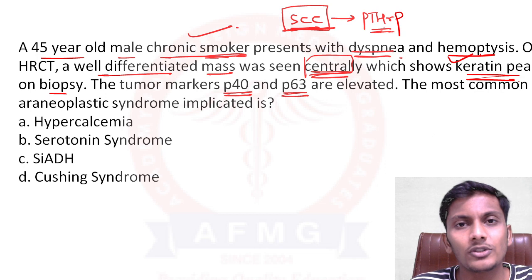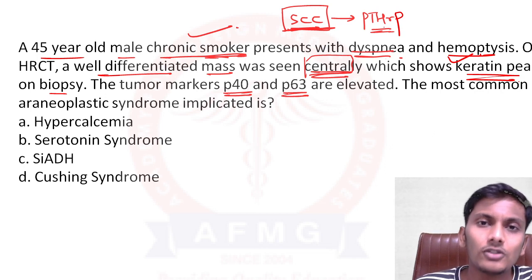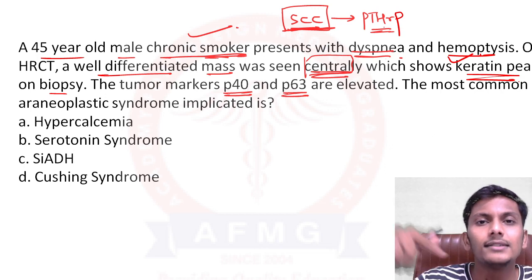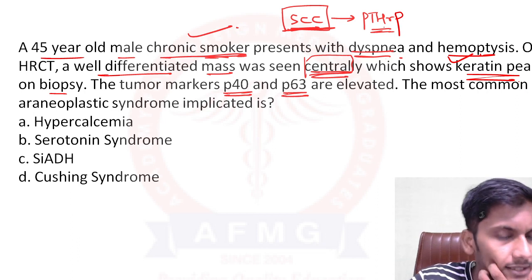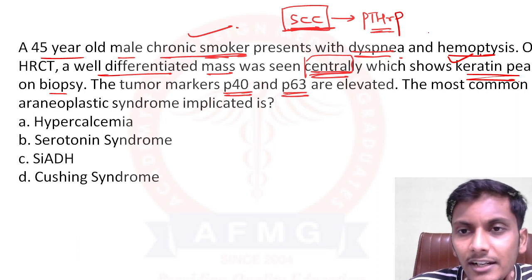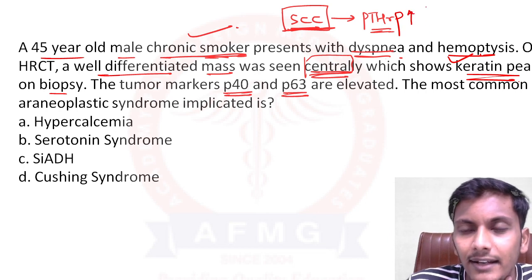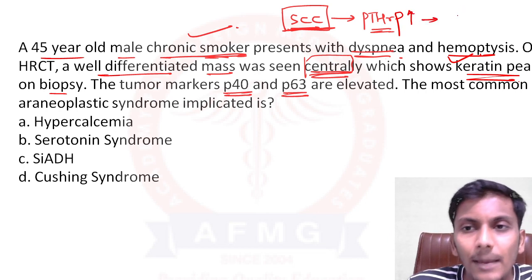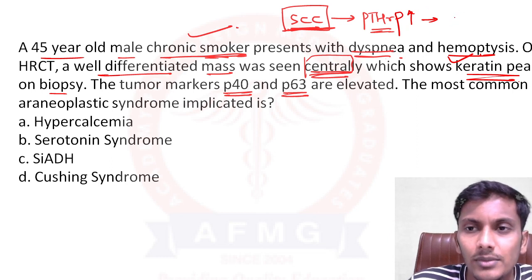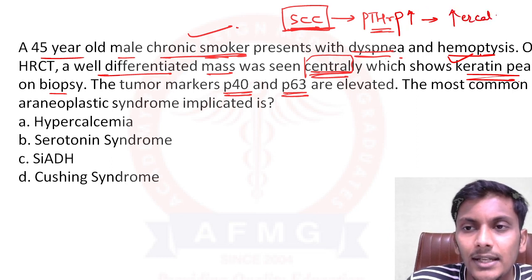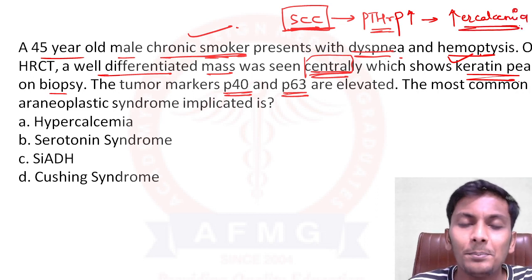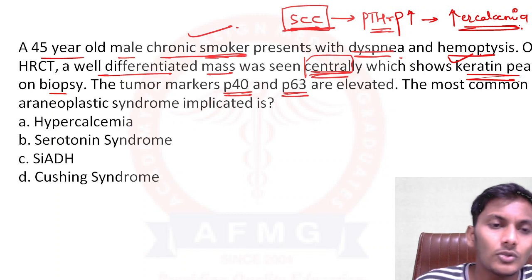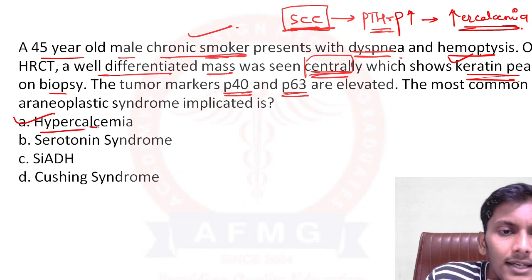And what does parathormone cause? Usually parathormone causes resorption of the bone, and it increases the serum levels of calcium. So parathormone usually causes hypercalcemia. As this parathormone related peptide is secreted in excess by the malignant cells, there is resorption of bone, which causes elevated levels of calcium in blood, leading to hypercalcemia. So please remember, the most common paraneoplastic syndrome implicated in cases of squamous cell carcinoma is option A, hypercalcemia.